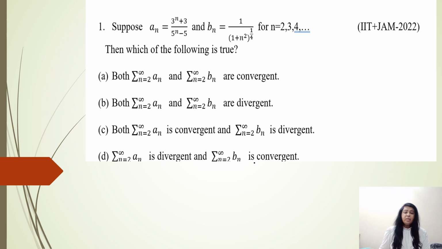Suppose an is equal to (3 raised to power n plus 3) divided by (5 raised to power n minus 5), and dn is equal to (1 by 1 plus n square) raised to power 1 by 4 for n equal to 2, 3, 4 and so on. Then you have to tell which of the following is true. First, both sigma an and sigma dn are convergent; second, both series are divergent; third, one is convergent, another is divergent; and fourth, one is divergent, another is convergent. So you have to check these series.